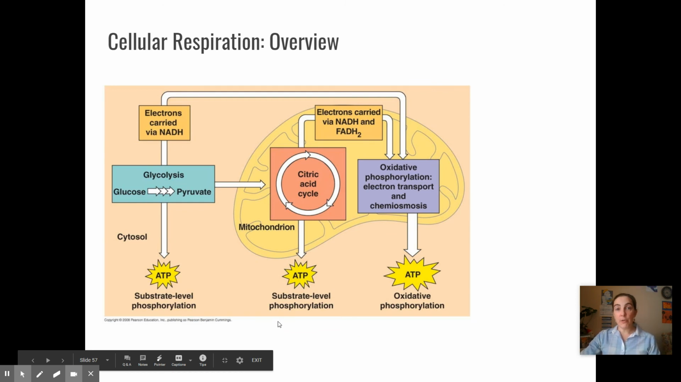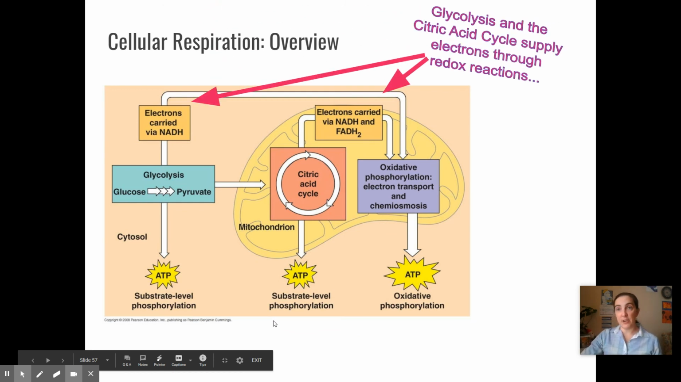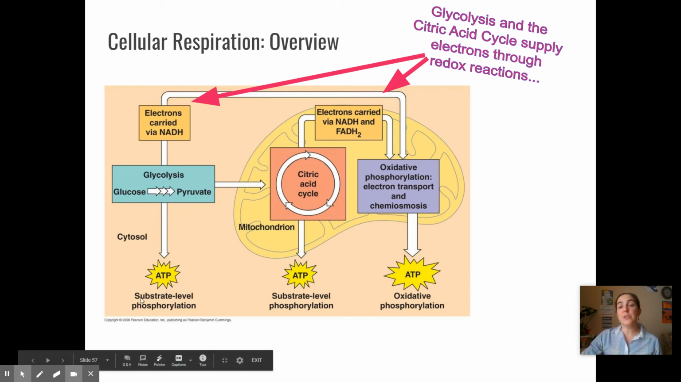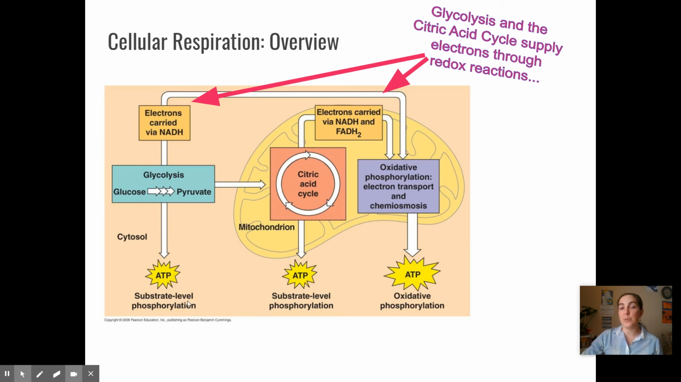So back to our overview to kind of put this all together, glycolysis and the citric acid cycle supply those electrons through redox reactions. They transfer those electrons onto here. That's a redox reaction. They do produce some ATP through a slightly different process called substrate level phosphorylation. It's not very much. There's only about 2 molecules of ATP that come out of each step here.